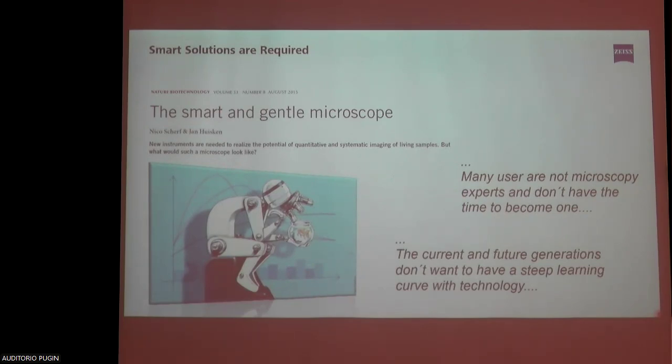Otherwise, I don't get my results, I don't get my publications in Nature, I don't get some funding for the next generation of the microscope that I want to buy from you. So you have to help me to get better results so that I can buy the next generation of a microscope. And what we all have to accept, also the older generation, is that nowadays we don't want to have a steep learning curve anymore.